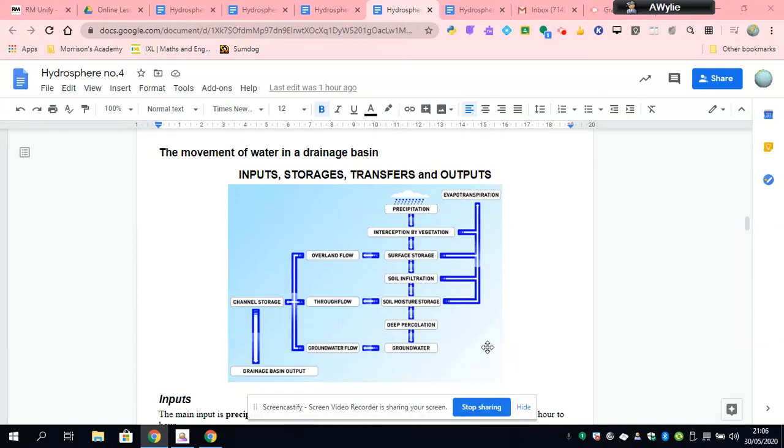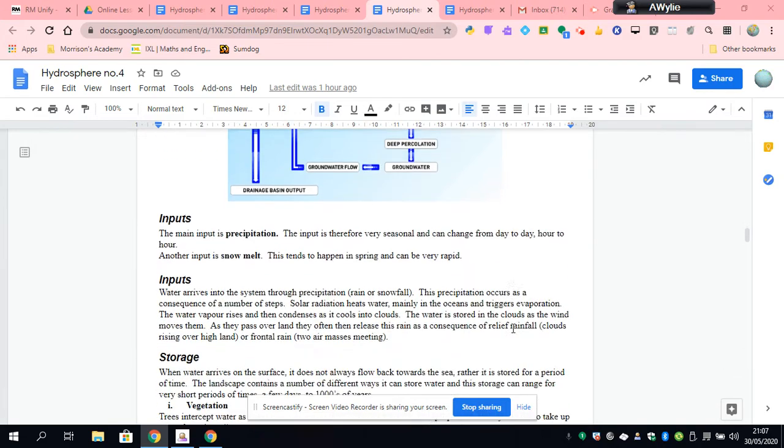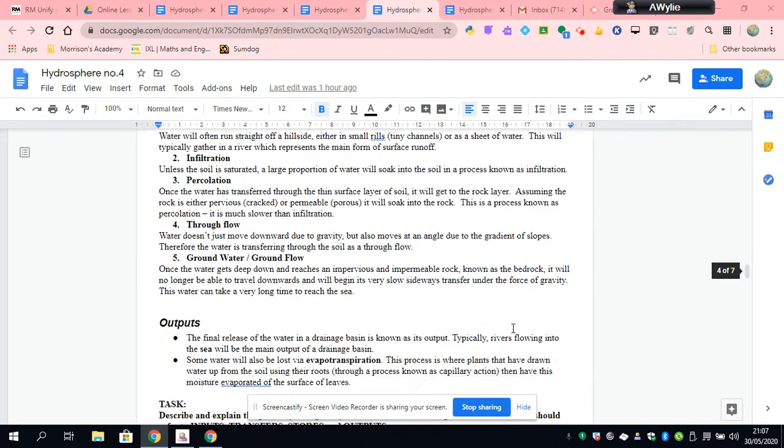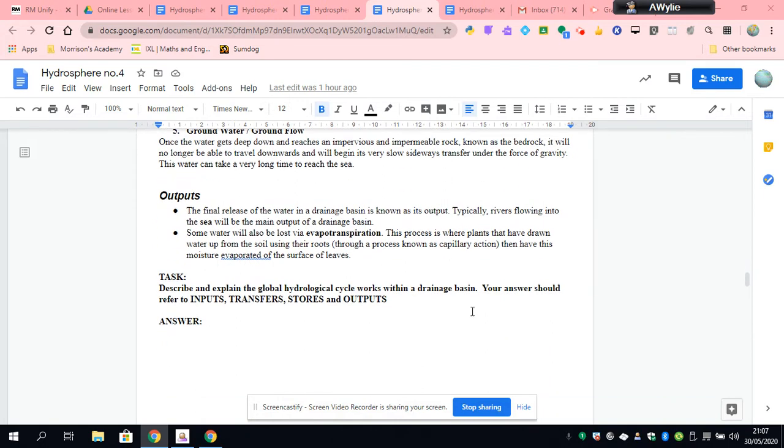Okay, in this lesson, I'm going to show you how to answer a question that is very similar to the one you'll have just completed on the global hydrological cycle, where you were asked to draw and annotate a diagram that shows how water moves in that system. Okay, and that's what we are going to be doing here in this lesson.